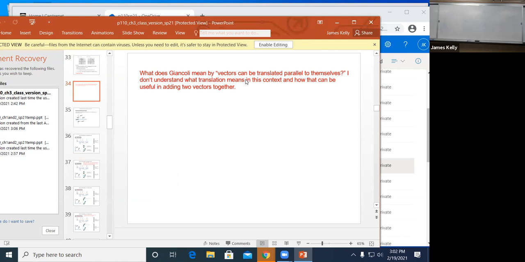What does Giancoli mean? This is a reading response question. What does Giancoli mean by vectors can be translated parallel to themselves? I don't understand what translation means in this context. And how can that be useful in adding 2 vectors together?